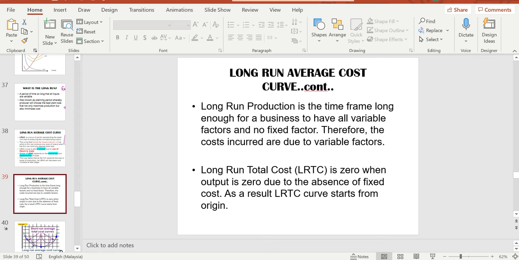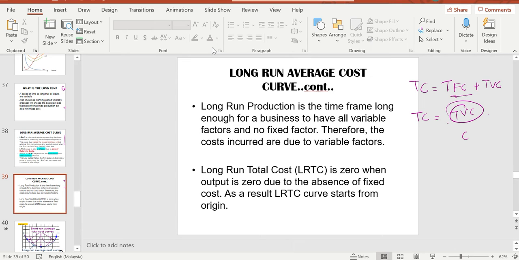Kalau total cost masa short run, total cost short run adalah total fixed cost campur total variable cost kan. Tapi total cost in the long run, total variable cost je. So dia tak ada total fixed cost. Total fixed cost ni yang tetap, yang sentiasa ada kan.